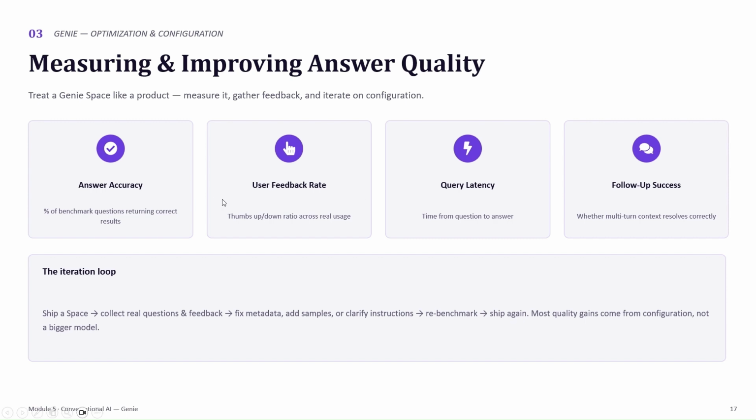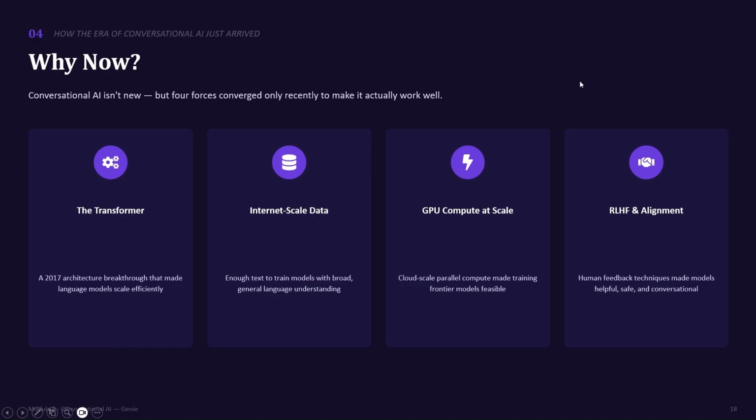Accuracy of answers, how to measure, right? So answer accuracy, user feedback rate. If the user is continuously giving feedback, then that's not a good thing, right? And as I said, it's an iteration loop, so you have to build small and iterate. Then query latency should be as small as possible so that the user gets a good experience, and then follow-up success. So that's how it works.